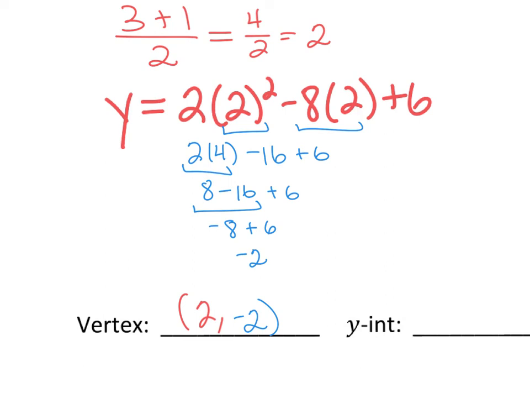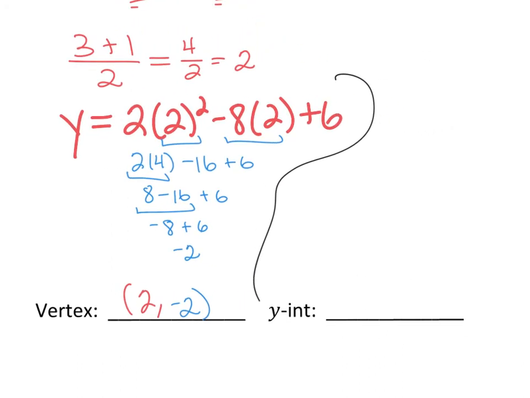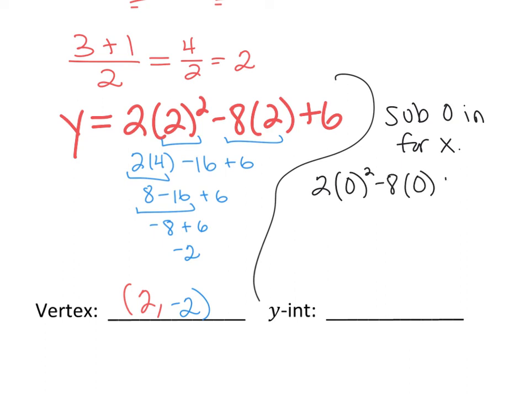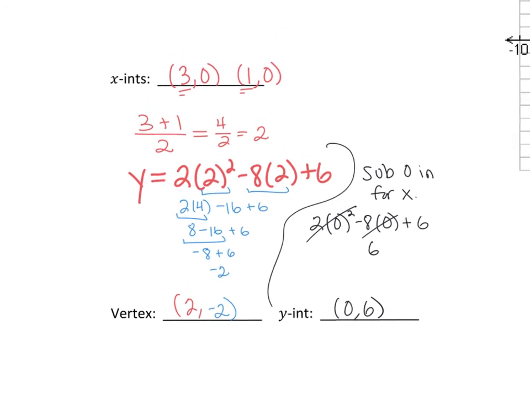All right, now I'm going to find the y-intercept. Remember, to find the y-intercept, we put 0 in for x. So we are going to take 2 times 0 squared minus 8 times 0 plus 6. Here we go. 0 squared, 0 times 2, 0. 8 times 0, 0. We're left with 6. 0, 6 is our y-intercept. See how nice it is to know your arithmetic?